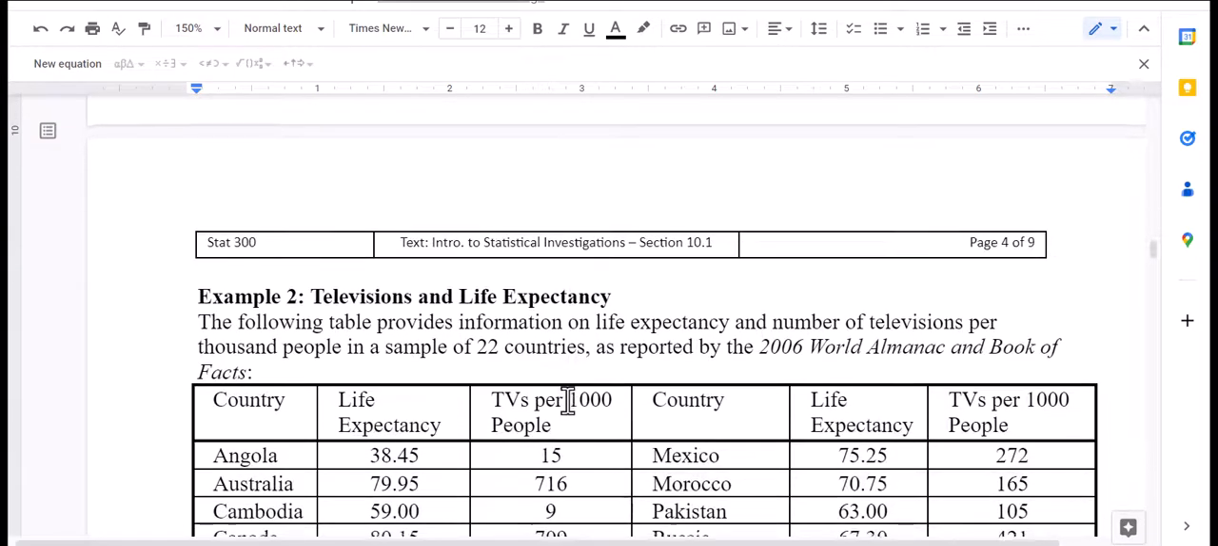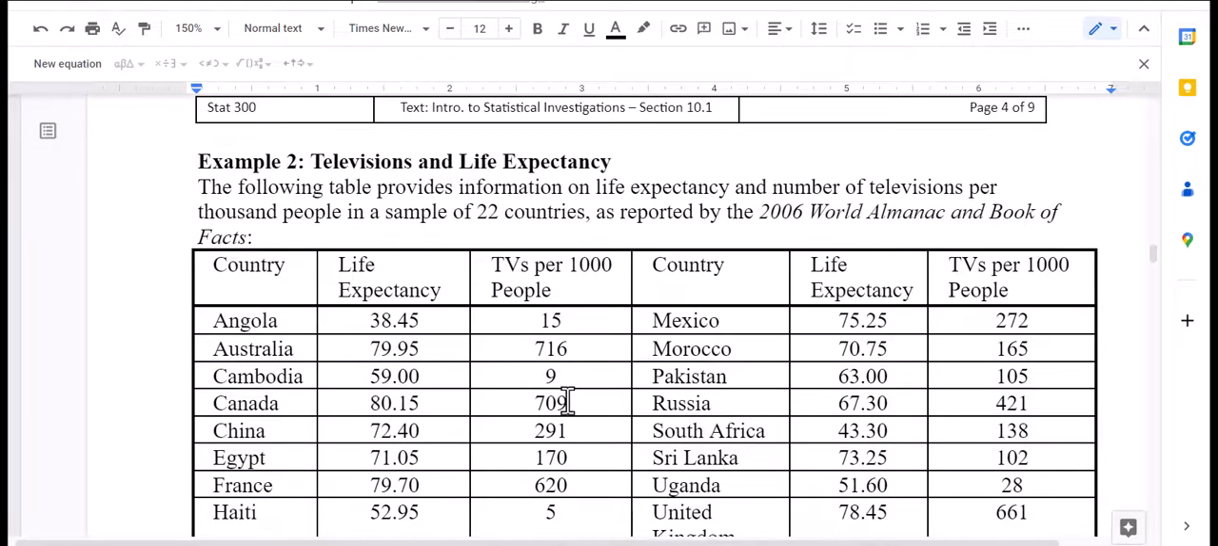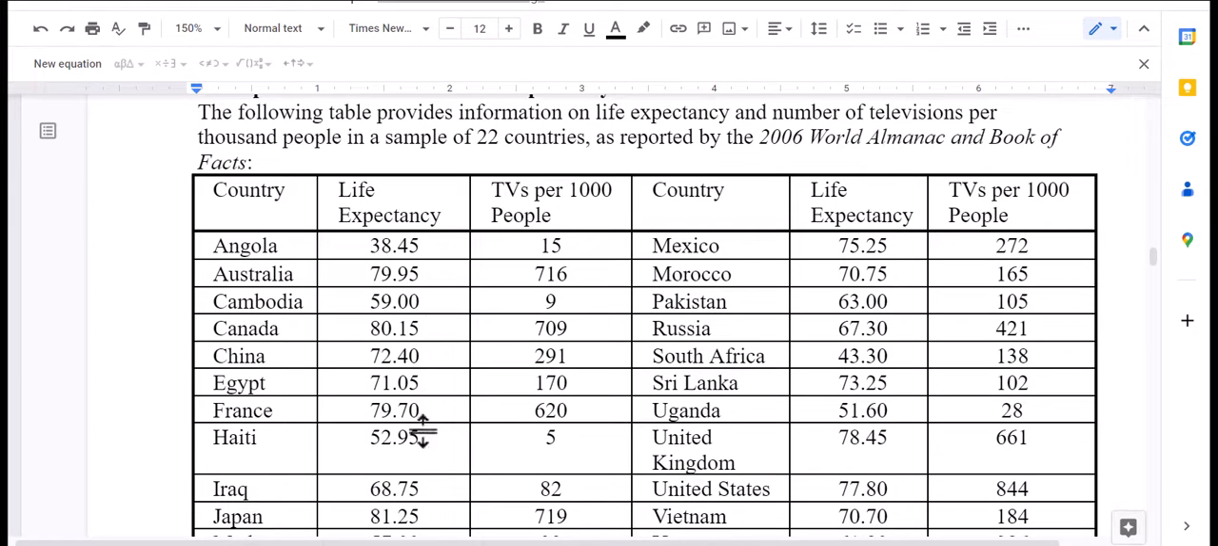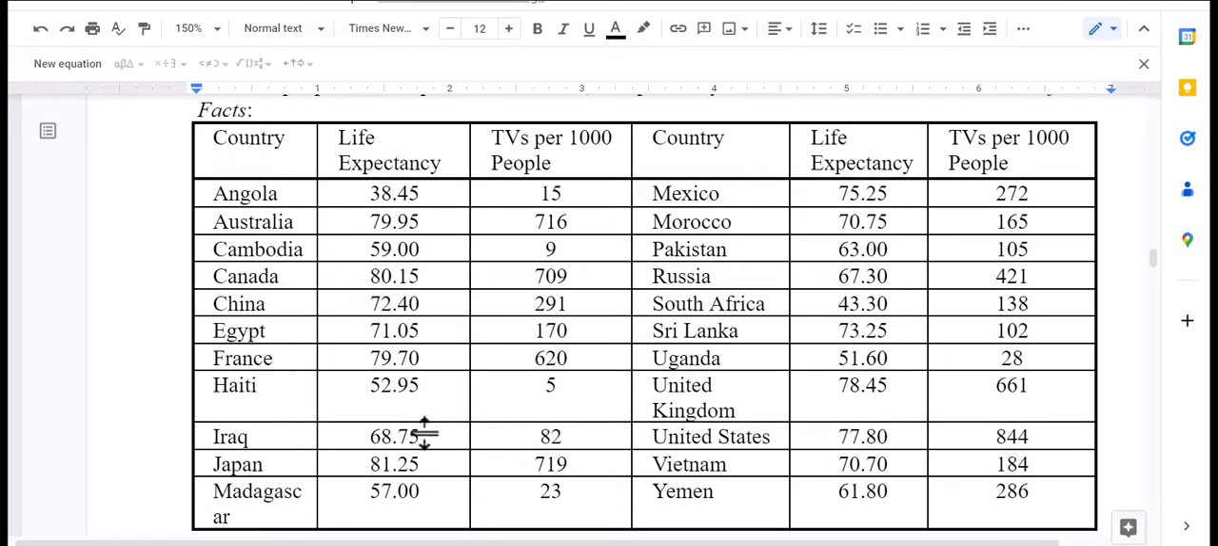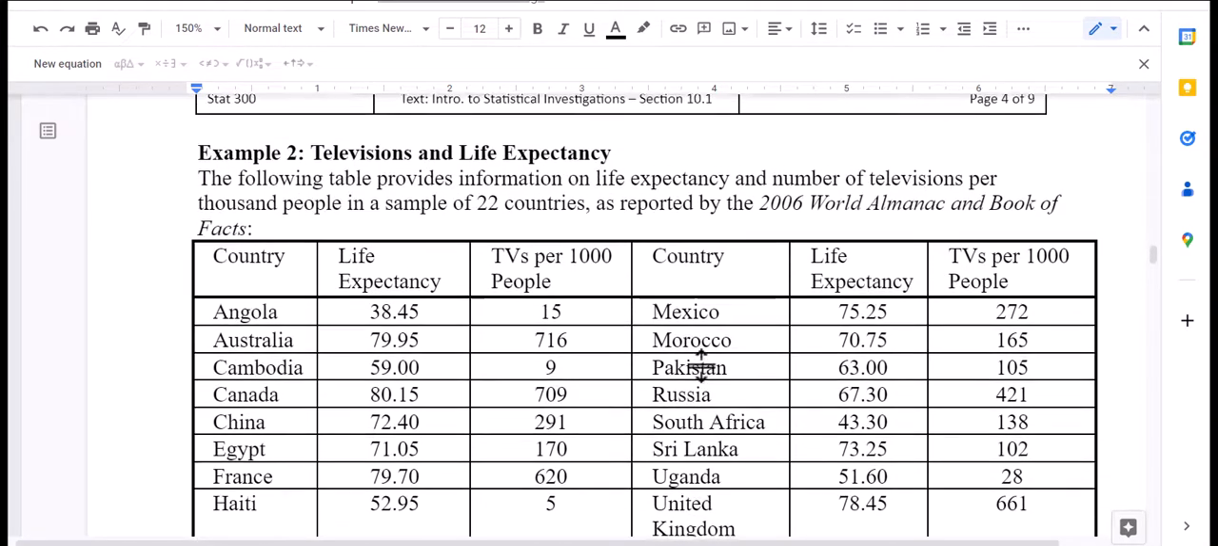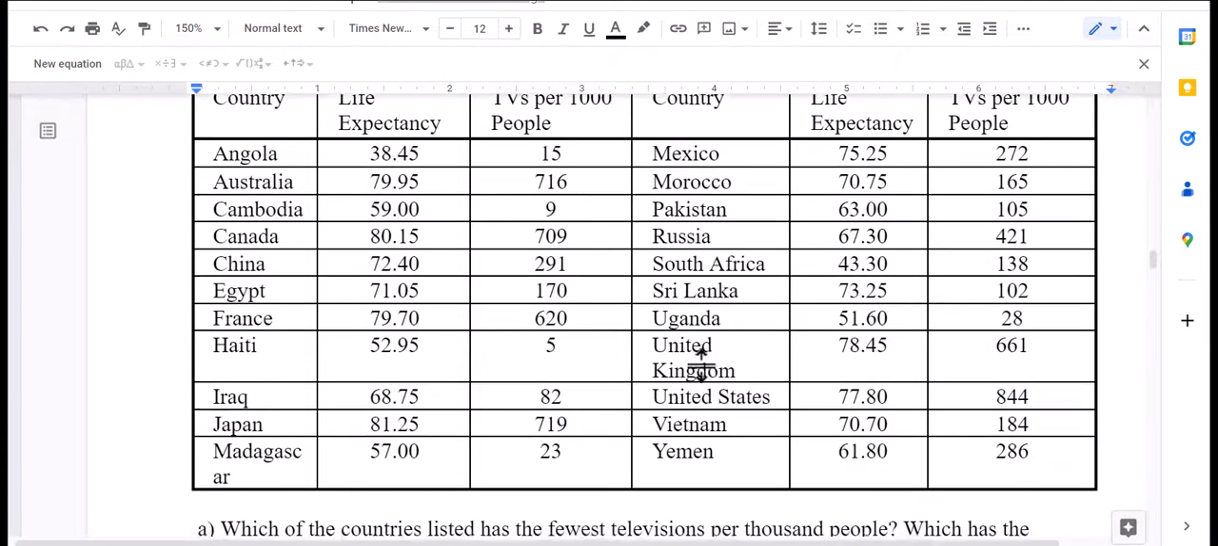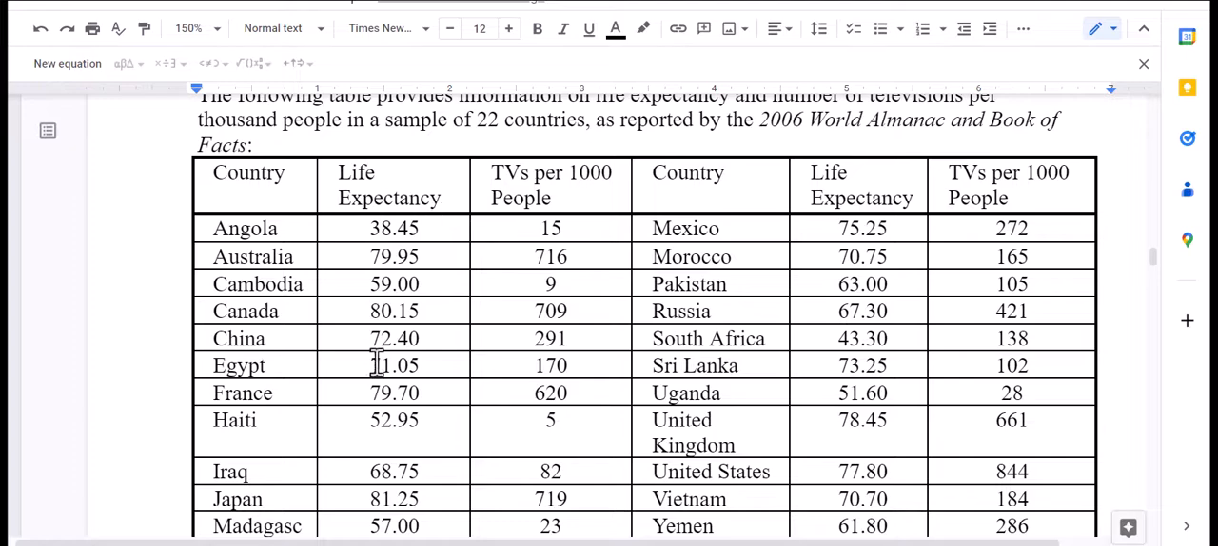Let's look at our next example: televisions and life expectancy. This table gives information about the average number of televisions per thousand people in 22 countries, and then the life expectancy. So you can see all 22 countries, their life expectancy, and the TVs per thousand people.